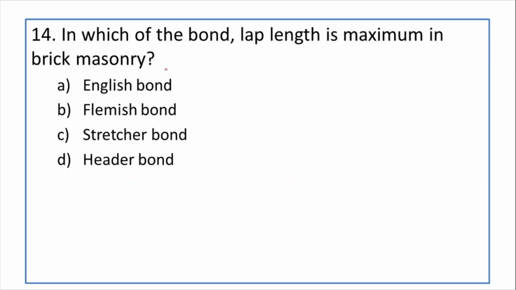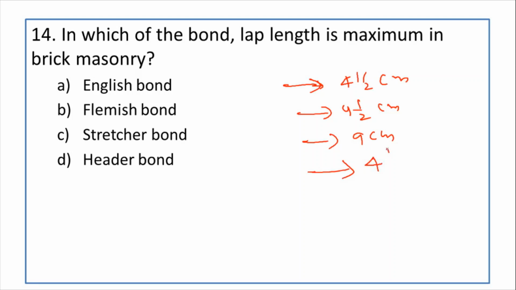The next one is, in which of the bond lap length is maximum in the brick masonry? So now if you take the English bond, lap length is 4.5 centimeters basically. And in the Flemish bond also it is 4.5 centimeters. In the stretcher bond it is 9 centimeters, and in the header bond it is 4.5 centimeters. So the only bond in which lap length is 9 centimeters is the stretcher bond. So that will be the answer. So in the stretcher bond lap length is maximum.